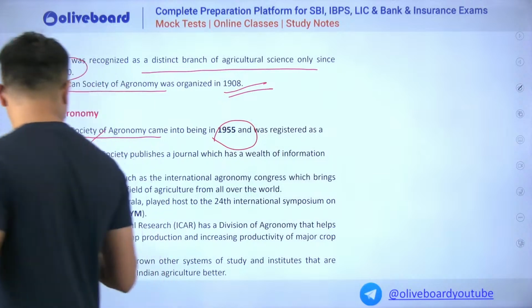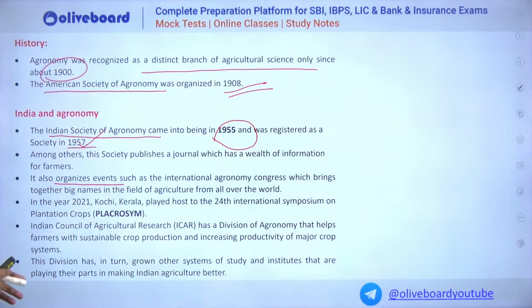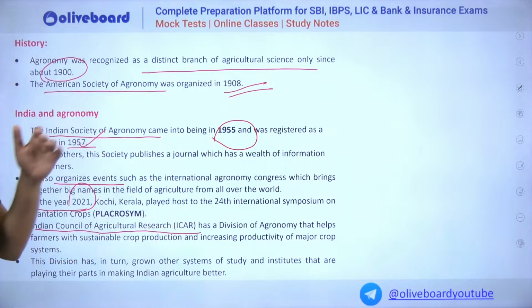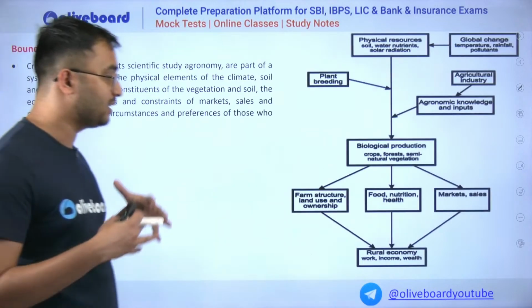Okay, next. In India, after 1957, various agronomical sciences, different fairs, international organizations as well as groupings, symposiums have taken place till 2021. You could see that today the Indian Council of Agricultural Research has a special division of agronomy also. This shows you how much agronomy has evolved.